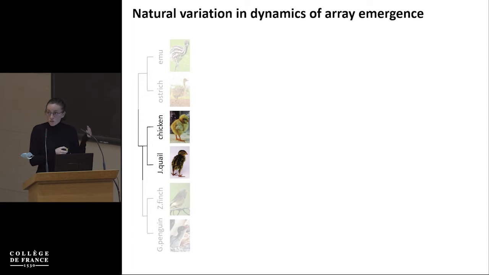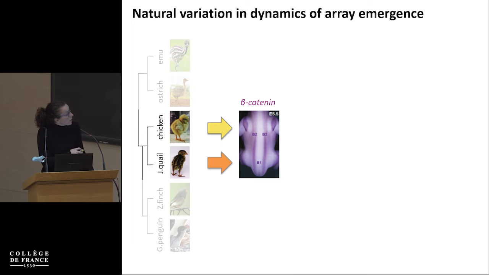In these, we described the timely dynamics of the emergence in the embryo of the primordia array. We did that by performing stains for beta-catenin, which is a part of the Wnt signaling pathway, and that has been shown to stain areas competent to form primordia. So this is a quail embryo. Here you have the head, here the wings, and here the legs.